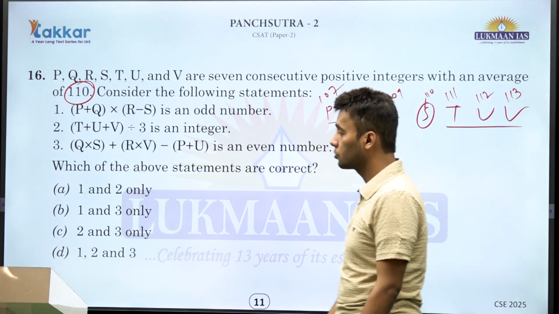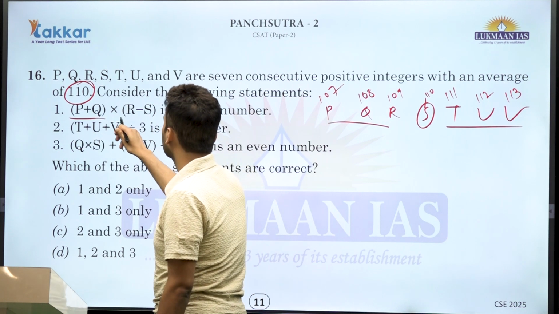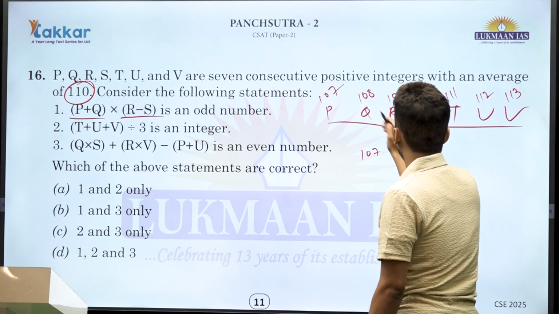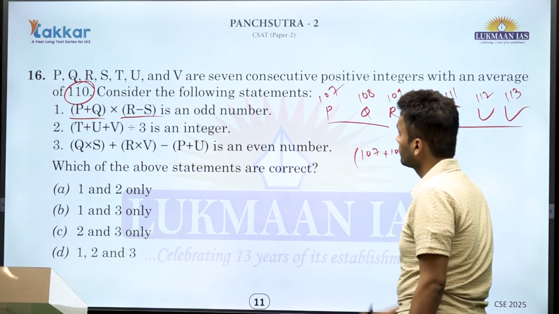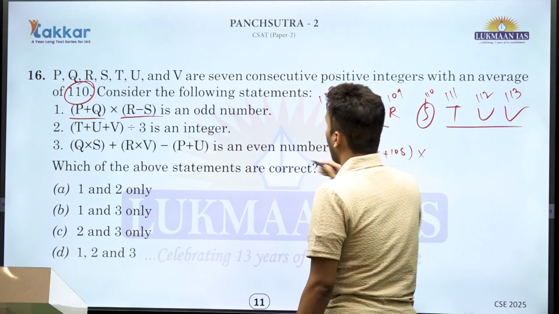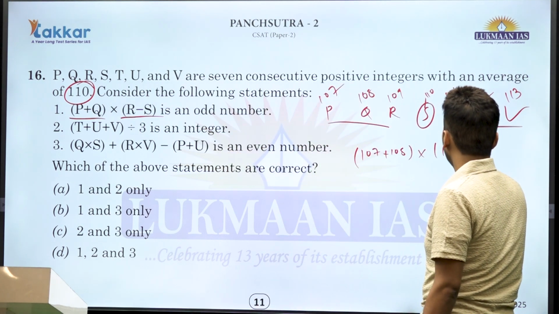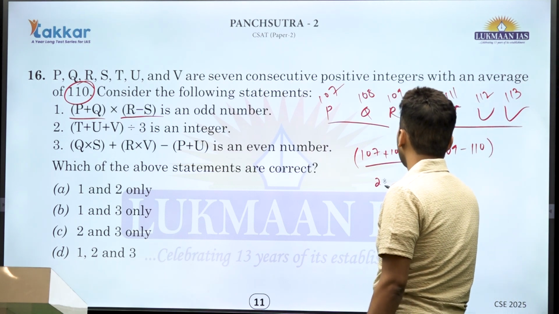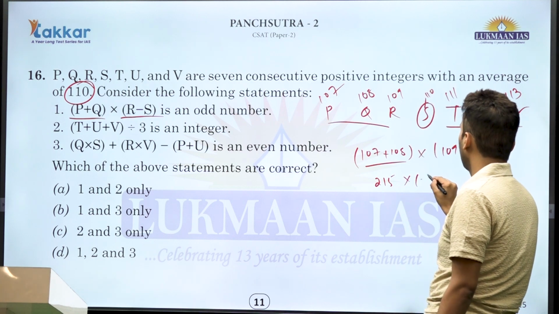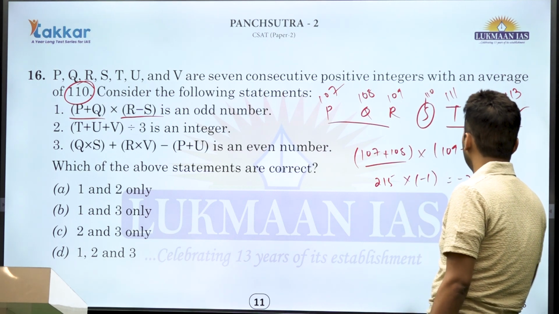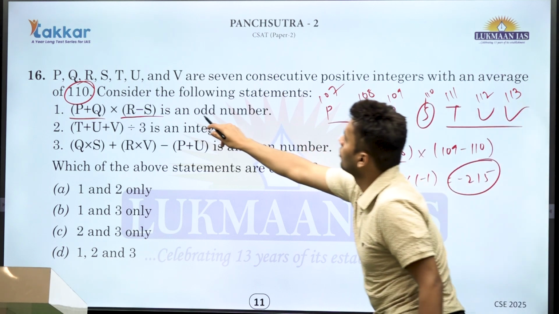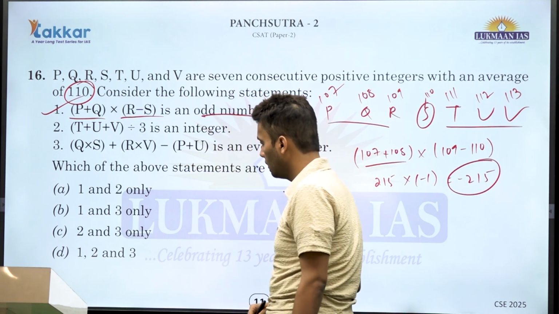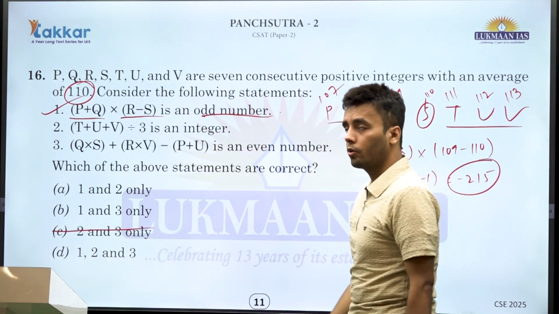Now this question is very simple, we just need to do some calculation. P plus Q into R minus S. P plus Q is 107 plus 108, into R minus S. What is R? 109. S is 110. So this is 215 into, this will be a negative number, minus 1. Minus 215 is an odd number. So this one is correct. A is correct. If A is correct, we can eliminate something. C can be eliminated.